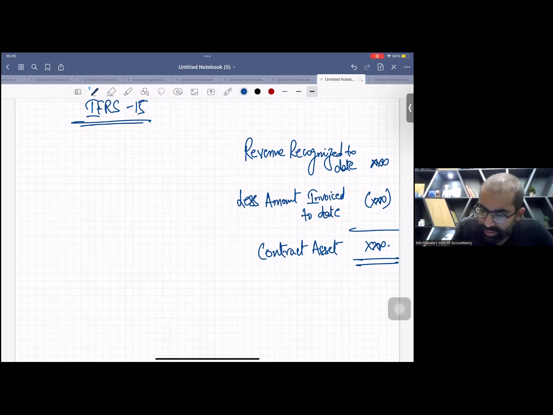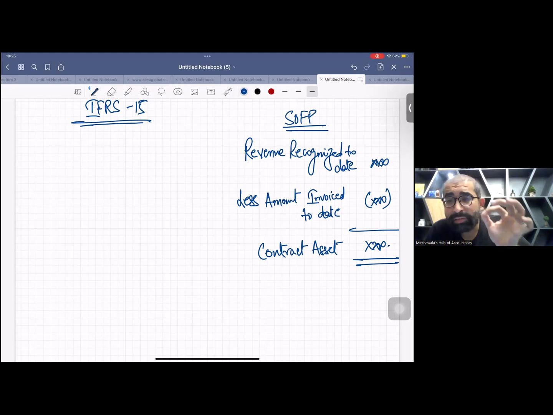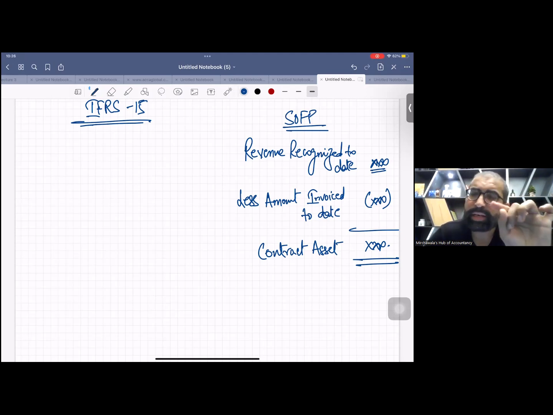See, this is the SOFP working. Look at here. Revenue recognized to date. That means whatever revenue you have recognized in the income statement, just write it here. And less amount invoice to date. This is the exact wording: amount invoice to date. Whatever amount of invoice you have sent to your customer, the difference, if positive, is a contract asset. And if the difference is negative, then this is a contract liability. This is the simplest working you have to do.